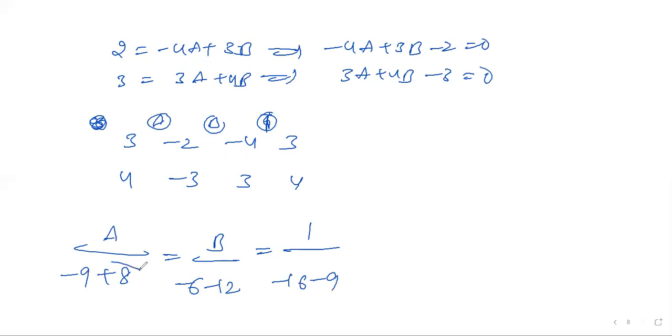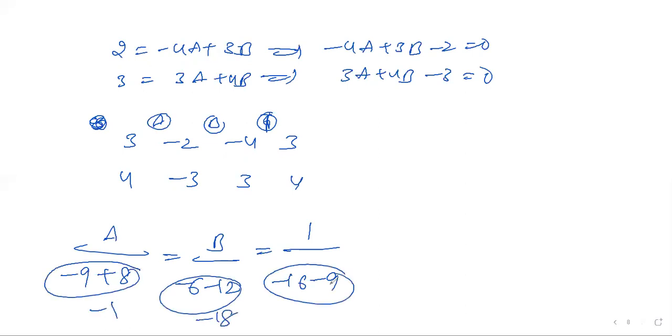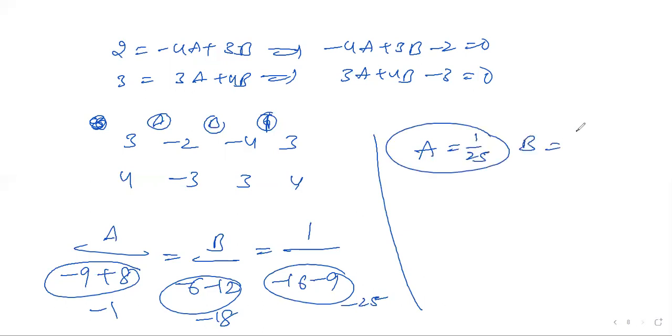Anything else, please look. Minus 1, minus 18. This is minus 25. Am I clear? Any doubt? Everything fine, right? From this, a is equal to just 1 by 25, minus minus cancels. Then b is equal to 18 by 25. Still it's clear? Any doubt? 1 by 25, 18 by 25.